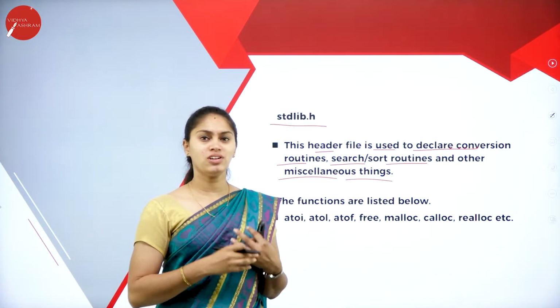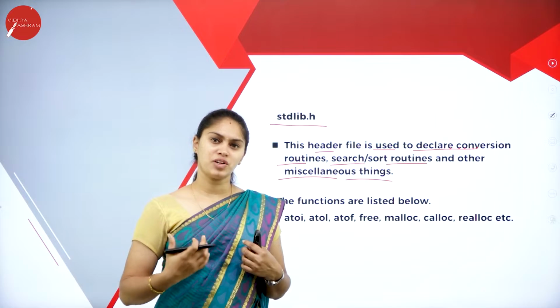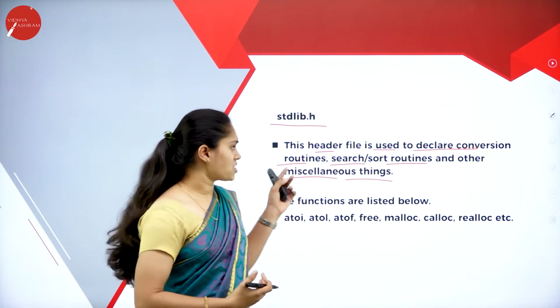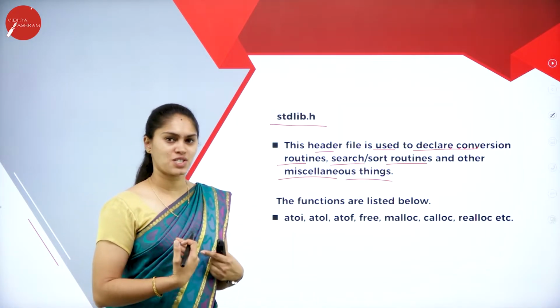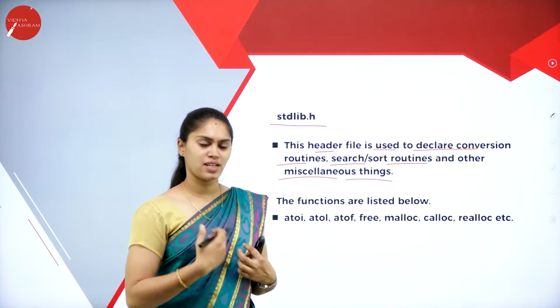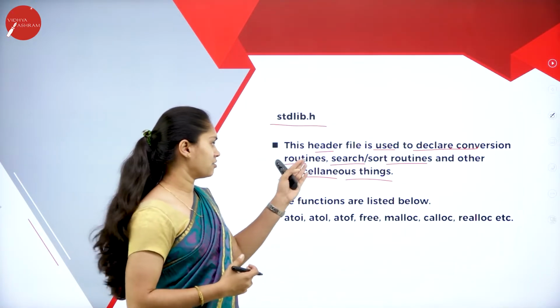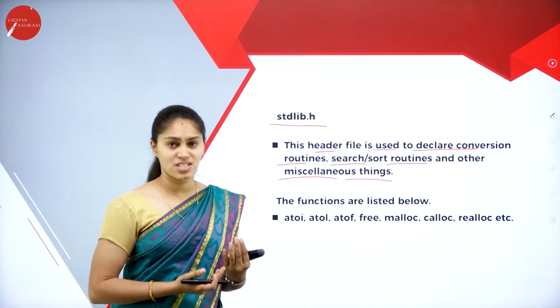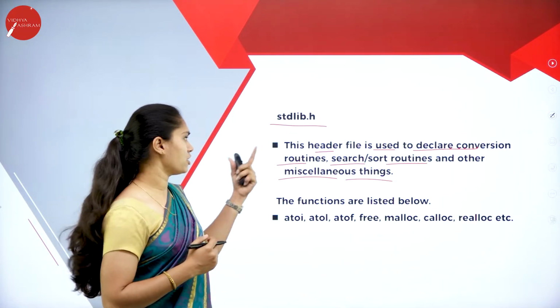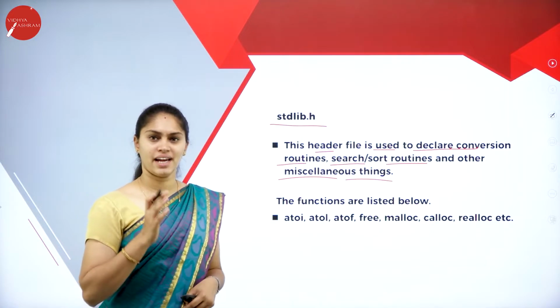If I just wanted to perform an operation, or manipulate something related to memory, if I wanted to convert the memory space of an array into some other data types, or do any searching or sorting operations in our program, then we are going to use this standard library header file.